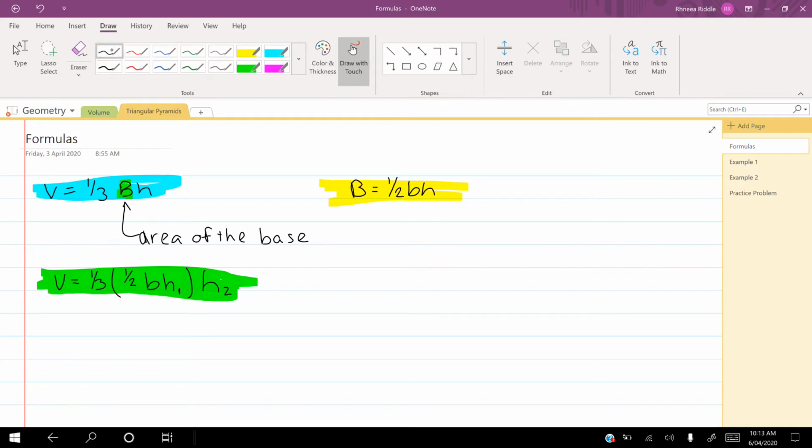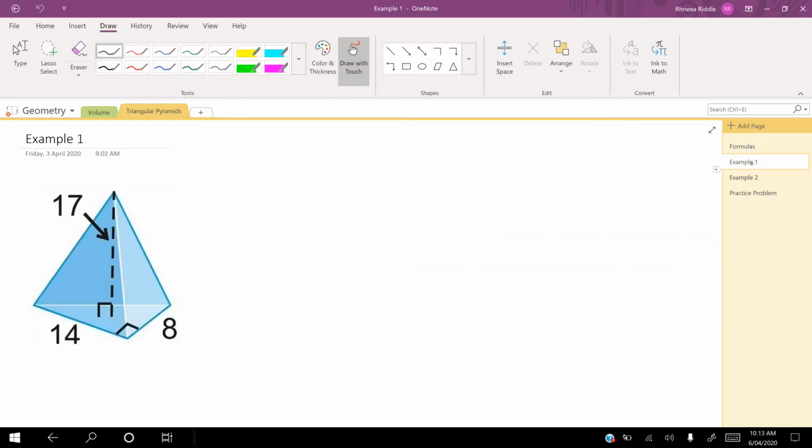So for this first problem, we're going to do that two-step problem where we first find the base, or that big B, which is 1/2 base times height, to plug into the volume formula of 1/3 big B times height. So in this case, our base, we're going to find the area by multiplying this 8 and the 14 by half.